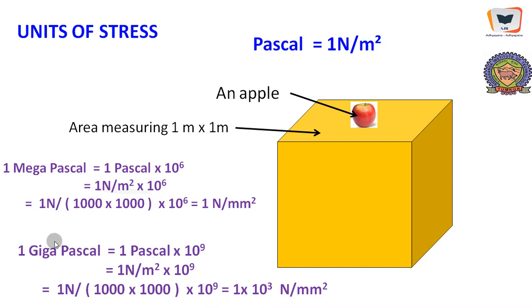And it is also expressed in situations where stress is going to be huge. Usually stress will be expressed as gigapascal. Gigapascal is 1 pascal into 10 to the power of 9, which is 1 Newton per meter square into 10 to the power of 9. Meter square can be converted into millimeter square, 1000 into 1000. So 10 to the power of 6 will cancel away with 10 to the power of 9. What remains is 1 Newton per millimeter square into 10 to the power of 3. Therefore 1 gigapascal is 1 megapascal into 10 to the power of 3.